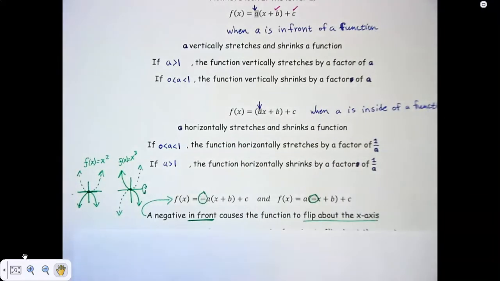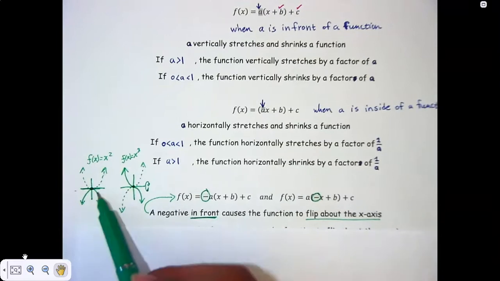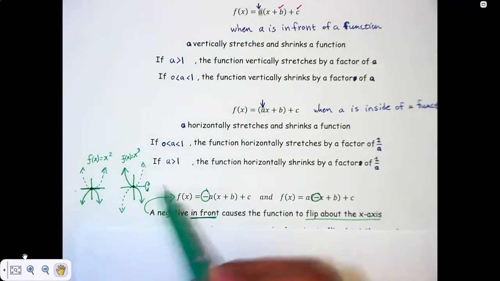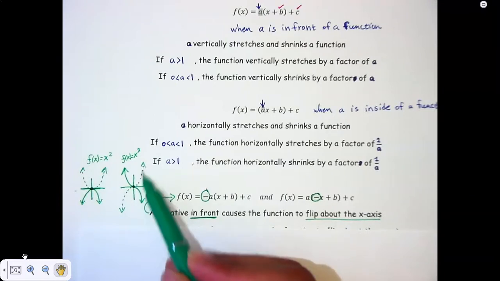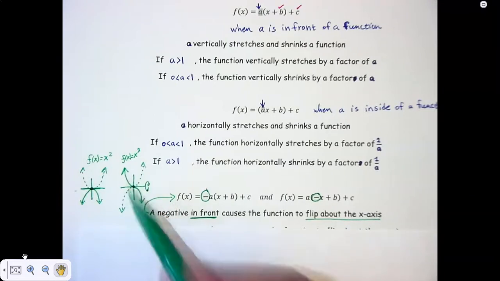Okay, so that's where we're talking about flipping about the x-axis. So if it's here, it's going to flip down. If it's here, it's going to rotate around there. And this part's going to come down. This part's going to go up.